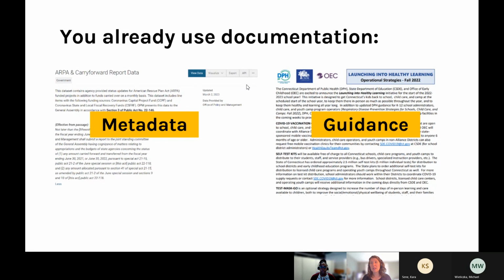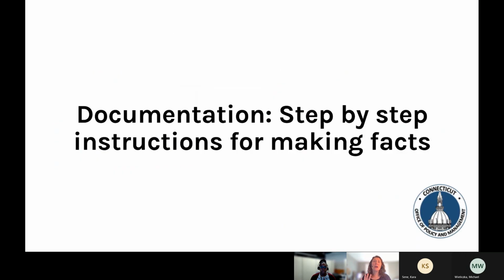So on the right-hand panel, this guidance, there's probably many of these emails or links that have probably been shared with individual schools, building leaders, districts many times, but they wanted to put everything in one place so they could share and help their user remind themselves. So documentation is basically step-by-step instructions for making facts or making ideas.